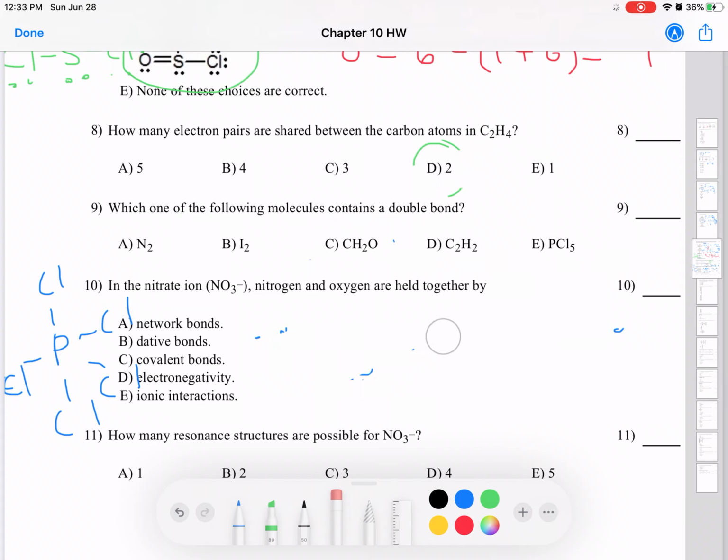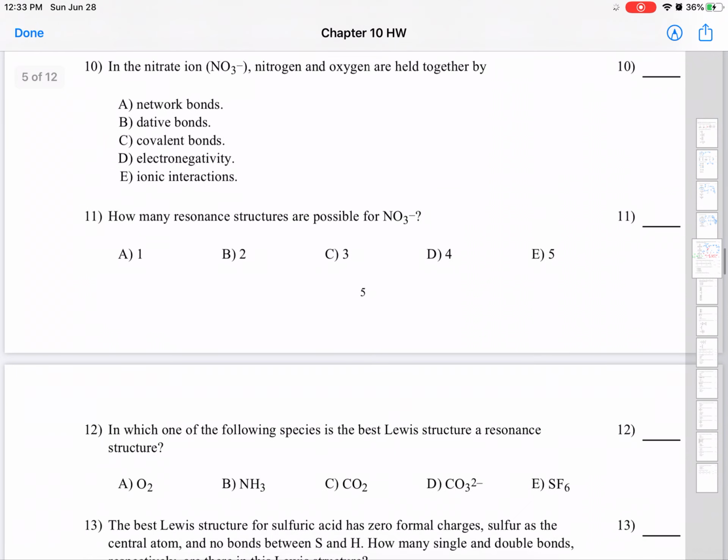Okay. And then the next one. In the nitrate, nitrogen and oxygen are held together by network bonds, dative bonds, covalent bonds, electronegativity, or ionic interactions. What do you think is the correct answer? Nitrogen is a nonmetal, oxygen is a nonmetal. So between nonmetals, we have covalent bonds. So the correct answer is covalent bonds.